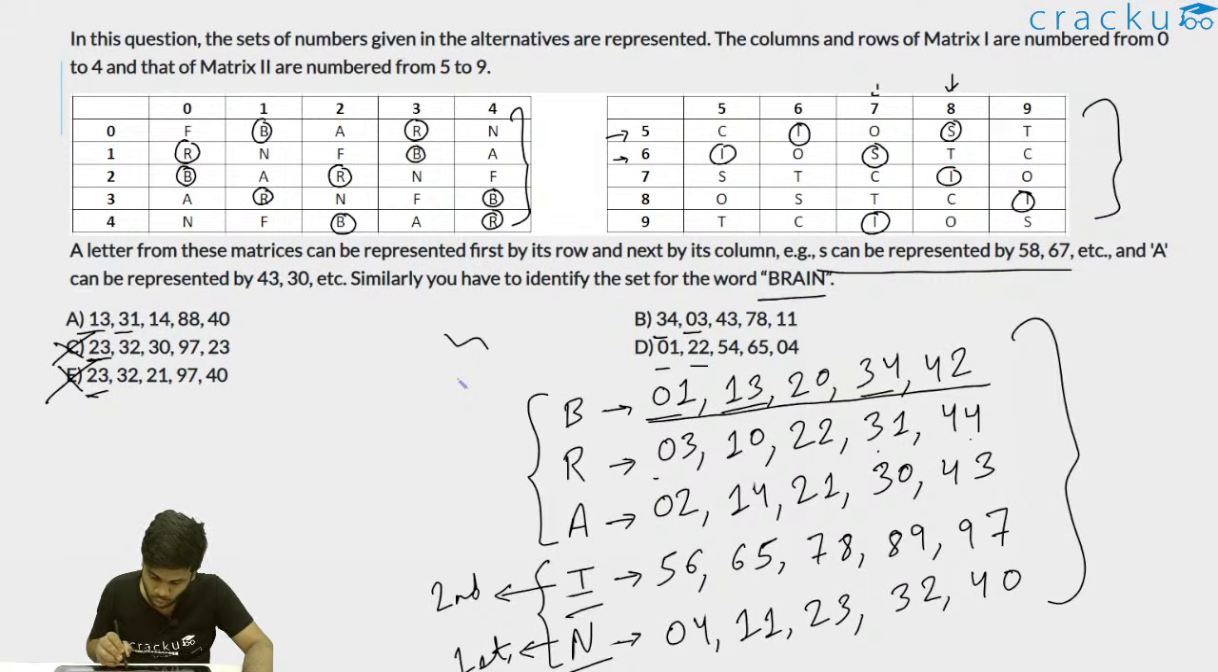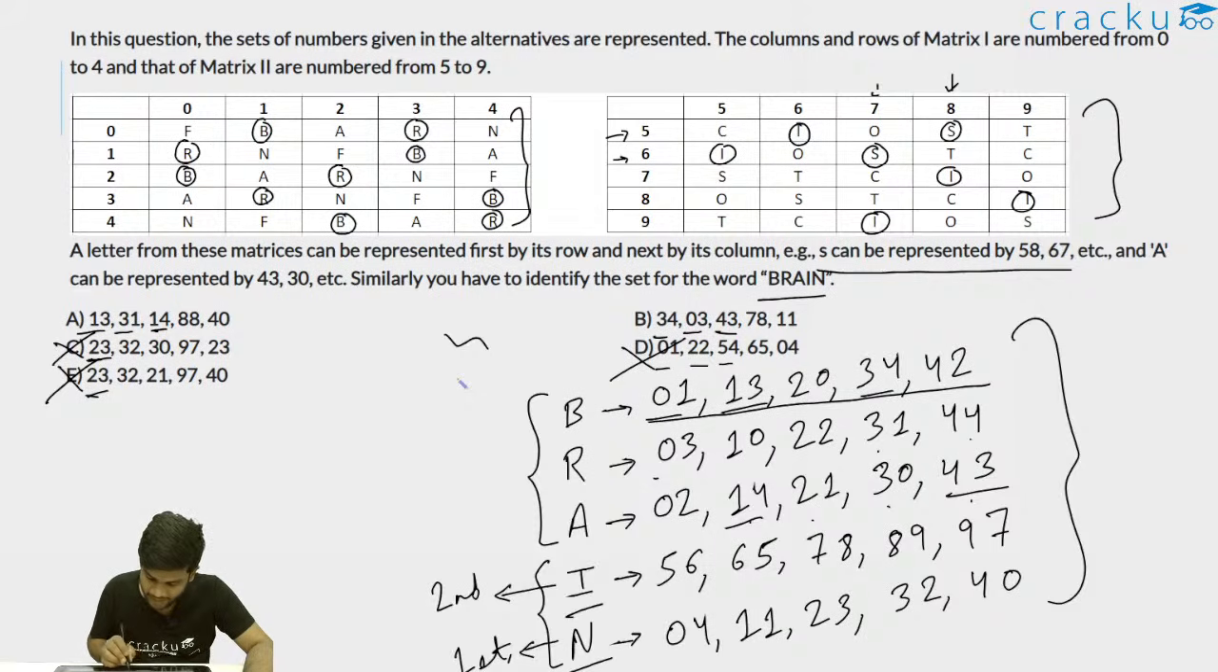A is 2, 14, 21, 30 and 43. Here it is 14, here it is 43, here it is 54. 14 is here, 43 is here, but 54 is not here. So option number D will also be cancelled.